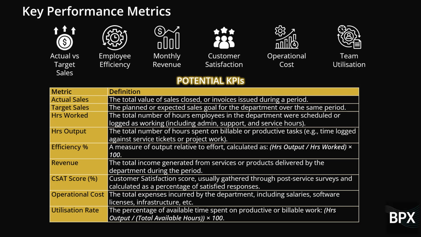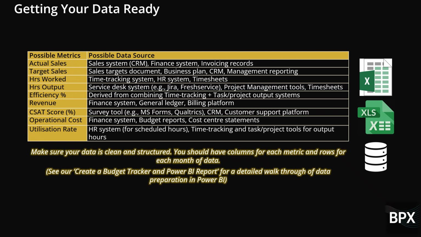picture of departmental performance. Before we can build a meaningful performance dashboard, we need to make sure the data behind it is ready. Each of our key metrics, such as actual sales, hours worked, efficiency, revenue, or customer satisfaction, comes from a specific source system. These may include CRM and finance platforms, HR or time tracking tools, service desk systems, project management software, or survey platforms. The important thing is that all this data must be clean and structured, with clear columns for each metric and rows for each month of data.